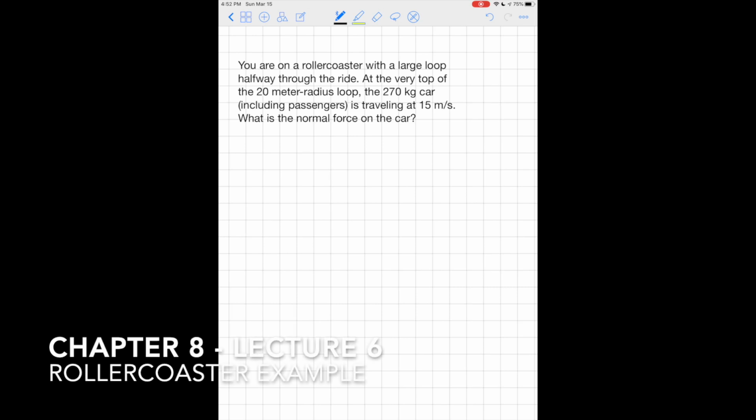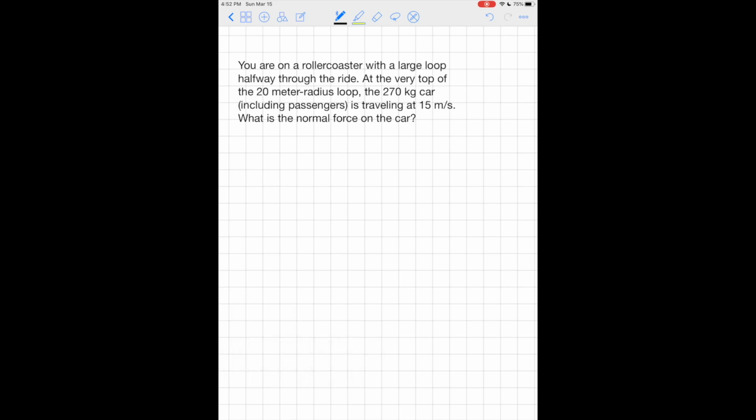Hi folks. So we're working through the first of two examples. This first one is a roller coaster problem.